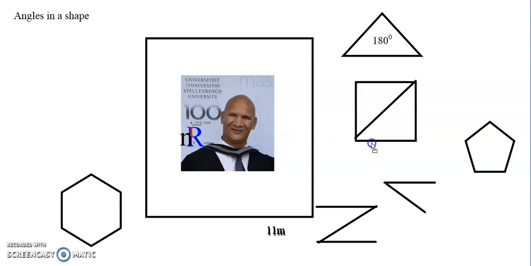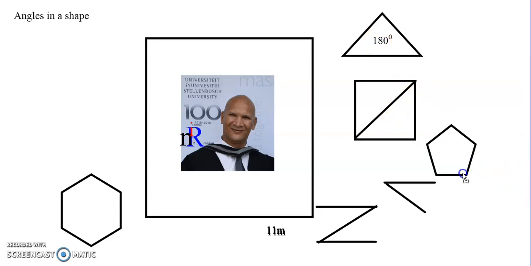So, if I look at any quadrilateral, meaning a shape with four vertices, I will cut it into triangles. So I will find two triangles. So I've got 180 degrees and 180 degrees. That will give me a total of 360 degrees.